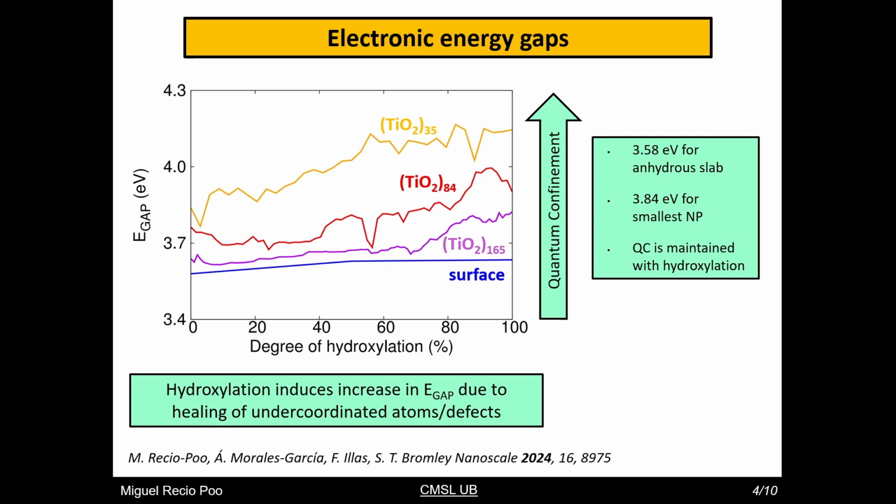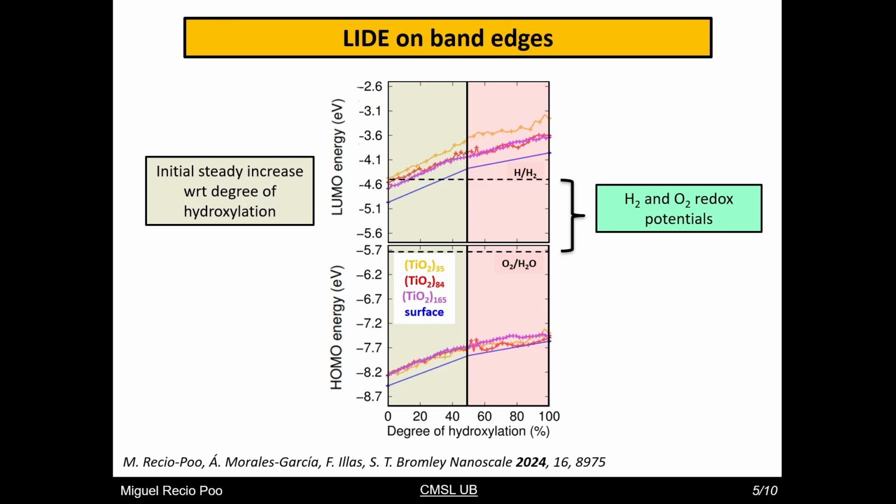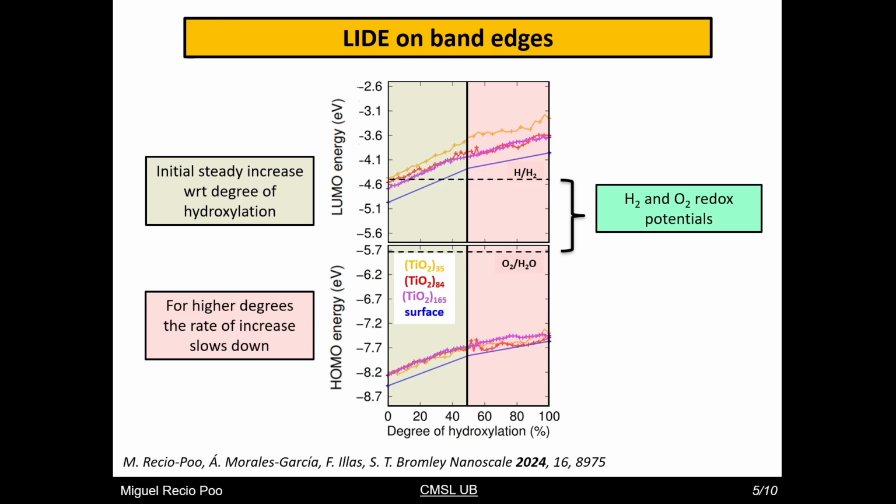Okay, so this is what concerns the gap, but someone may ask what is happening exactly to band edges. For this reason, I show directly here the evolution of both HOMO and LUMO frontier energy levels defining the gap, and you can see that there's an initial steady increase with respect to hydroxylation, and then when some degree of hydroxylation is reached, like 50%, there's a stabilization, as if the rate of increase slows down. This effect on the band edges has been reported several times in the literature by other research and is normally referred to as LIDE, ligand-induced dipole effect.